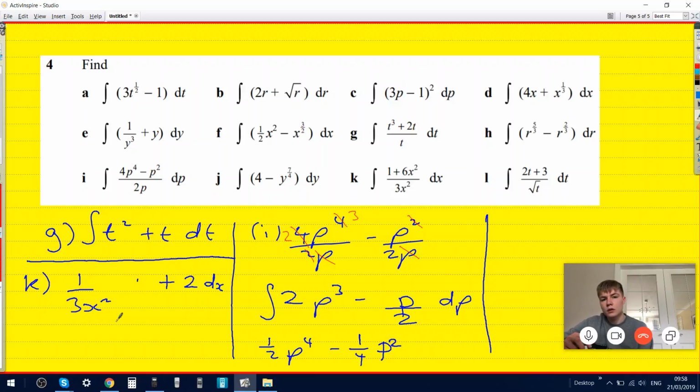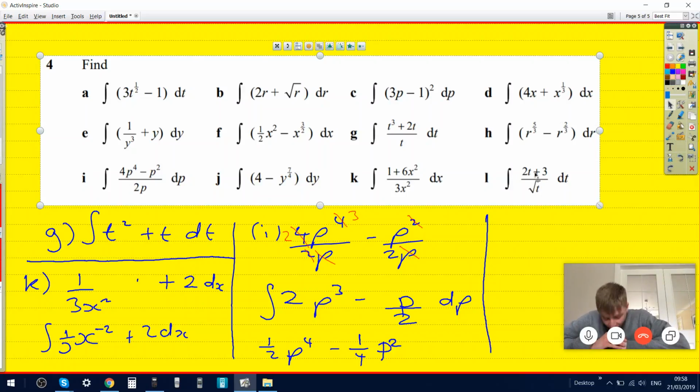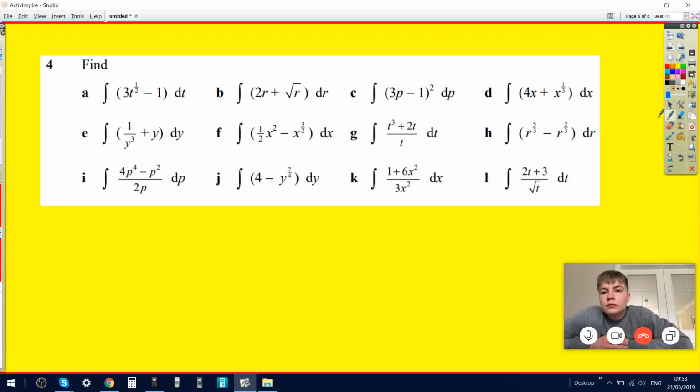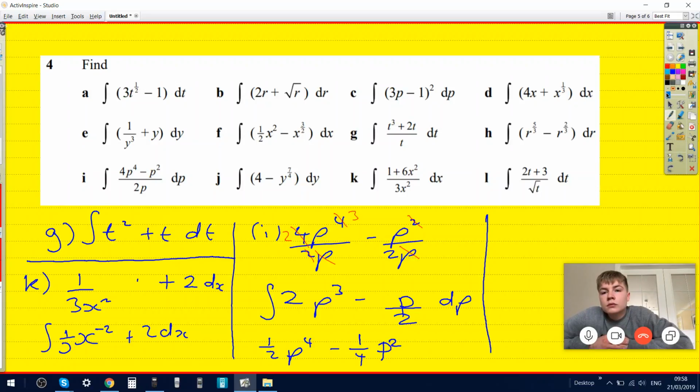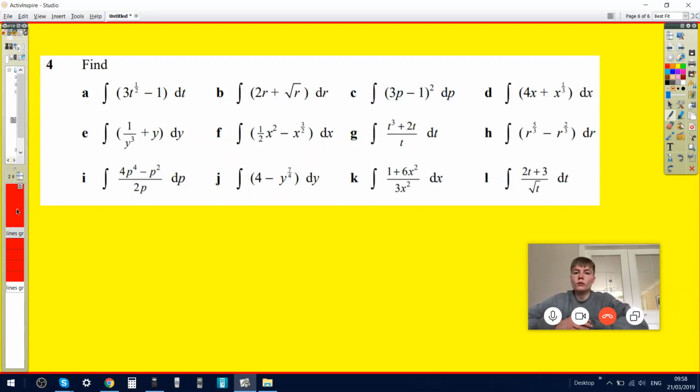How could you write that in polynomial form? I'm not sure. That would be 1/3 x to the minus 2. So the squared is connected to the x only. Right, and then you would go from there. So that's k. And then we'll try L, very last one. Oh, hang on, I'll make some space here. Hopefully, I'm just not sure if you can see it. We'll try L.